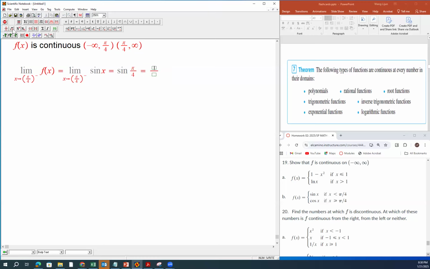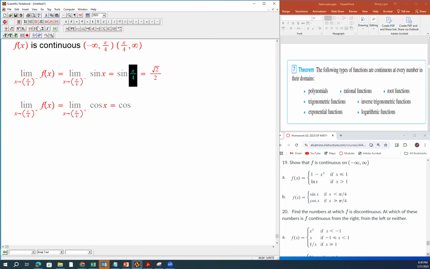And that's going to be root 2 over 2. If you forget this, you can review your trigonometry on the top of the module, okay? So let's look at the limit from the right at pi over 4. This time x is larger than pi over 4. And this time, we're going to substitute by cosine x. So once again, it's going to be cosine pi over 4, right? And it's also equal to the same value.